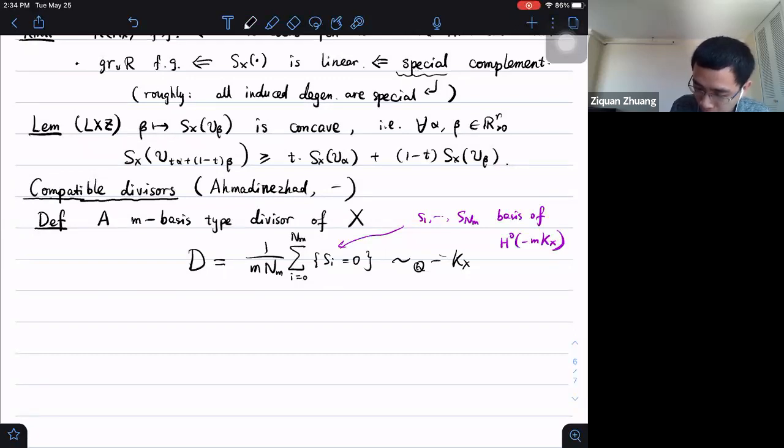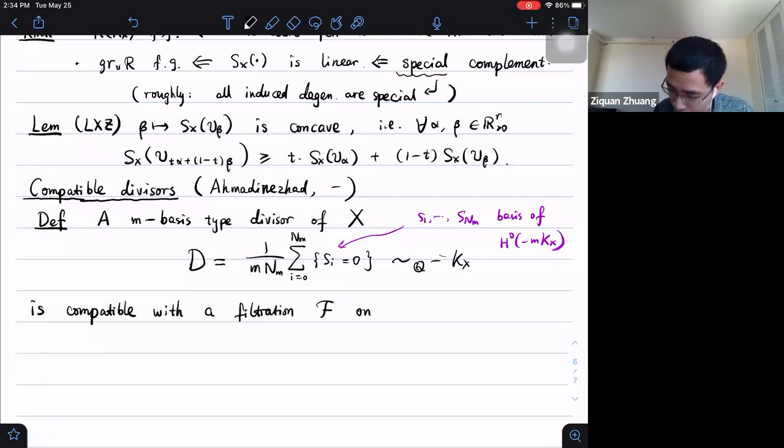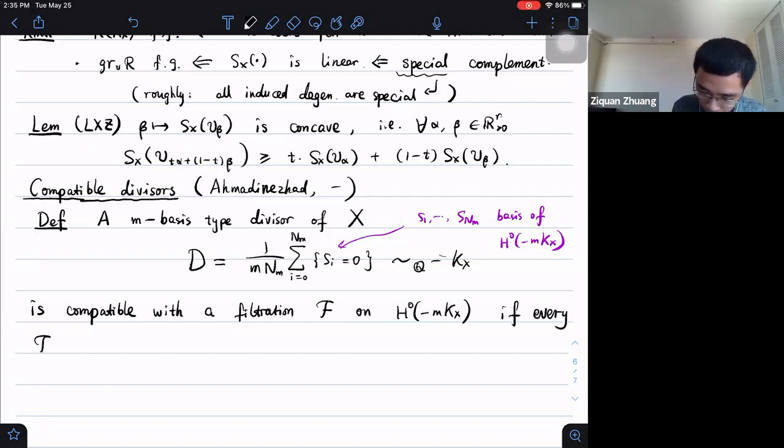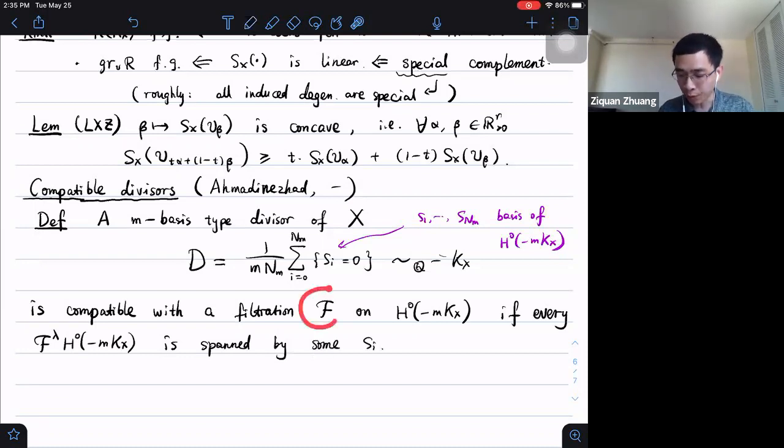I'm going to say that this basis type divisor is compatible with a fixed filtration F on this section ring, on these global sections. I'm saying this is compatible if every filtered subspace is spanned by some of the sections s_i. Most typically, this filtration will be the filtration that's induced by a valuation. So, forgetting the previous context first, why is this definition useful?